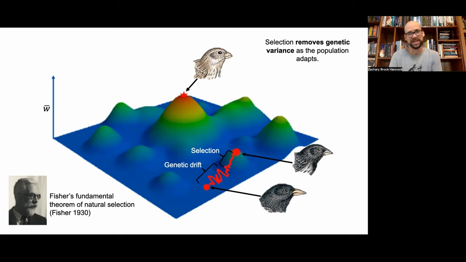Importantly, the rate at which a population can find that peak and then the rate at which it can climb that peak is determined by the standing levels of genetic variation in that population. And this is what Fisher's fundamental theorem of natural selection states, right? That the rate of adaptation is equal to the genetic variance in fitness.